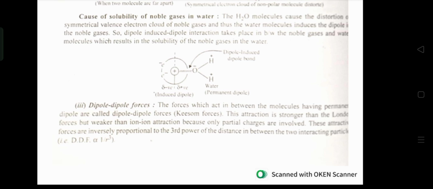Now, third one, we will discuss dipole forces. The forces which act between molecules having permanent dipoles are called dipole forces or Keesom forces.